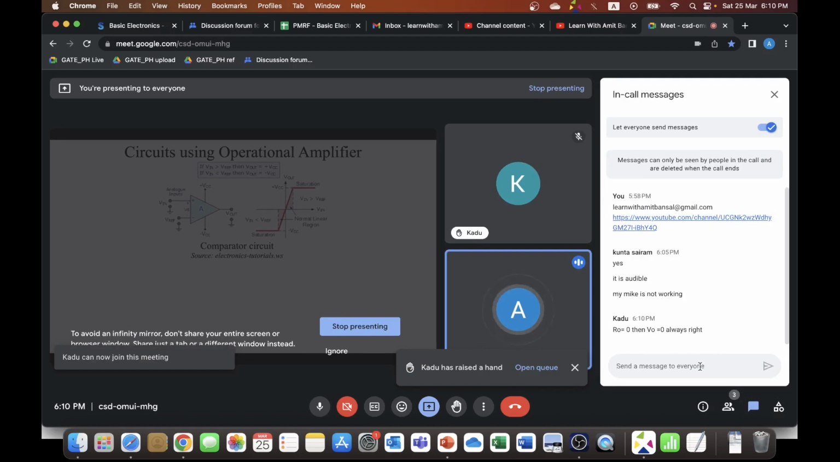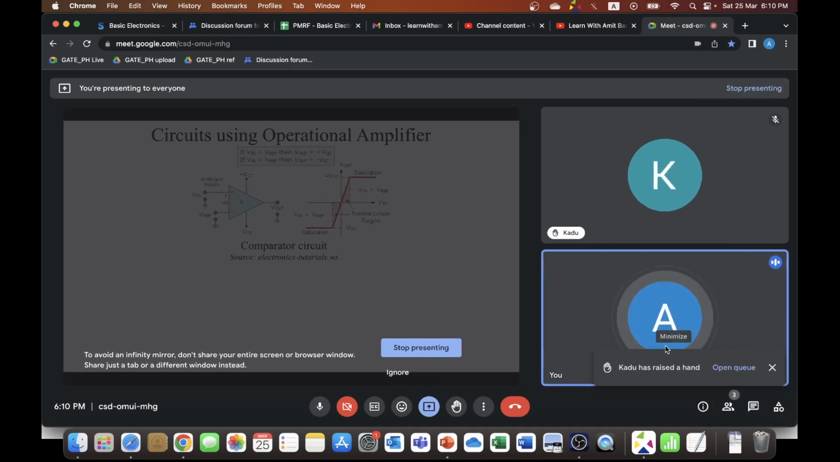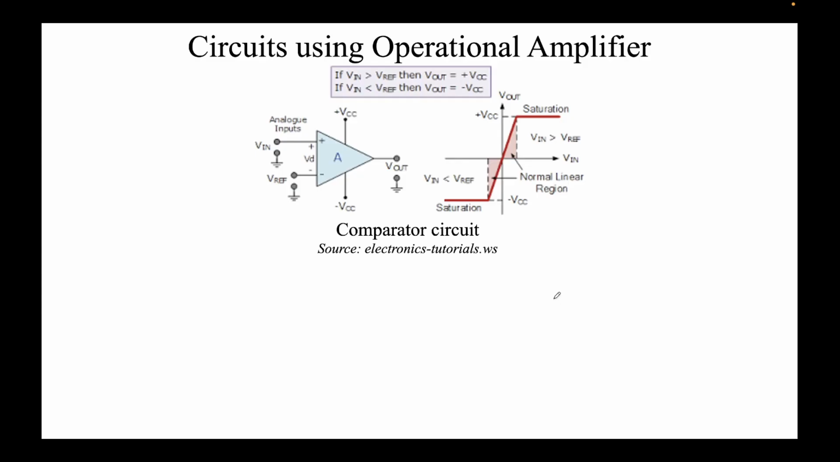If R naught is equal to 0, then V naught equals 0 always, right? Okay. No, V naught is not 0. V naught will depend. So let me just go to the circuit again.